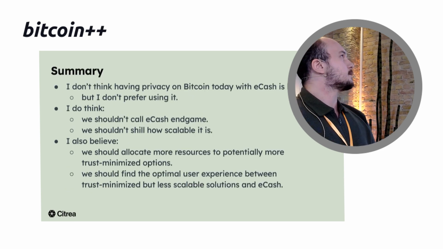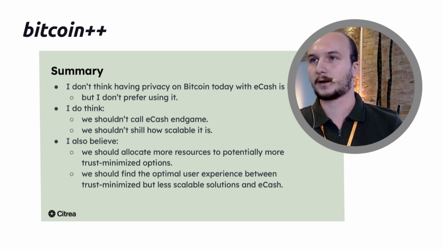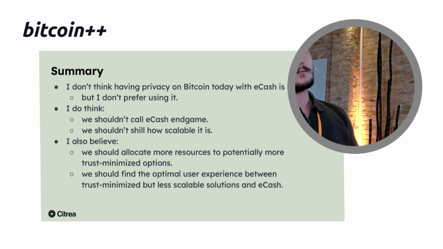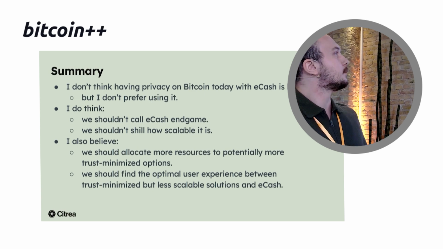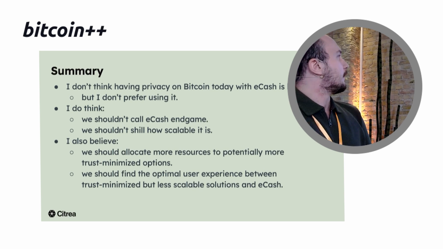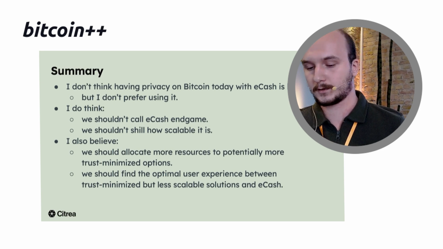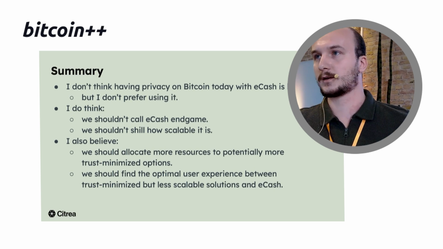And yeah, my summary is I don't think having privacy on Bitcoin today with eCash is bad, but I don't prefer using it. And I know many people don't prefer using it if the amount exceeds a couple of dollars. I do think we shouldn't call eCash the endgame. I think it's a good primitive to have, but we need to work on non-custodial solutions instead of spending too much time here. The second, we shouldn't shield how scalable it is, because Visa and MasterCard are also scalable. And I also believe we should allocate more resources to potentially more trust-minimized and non-custodial things.